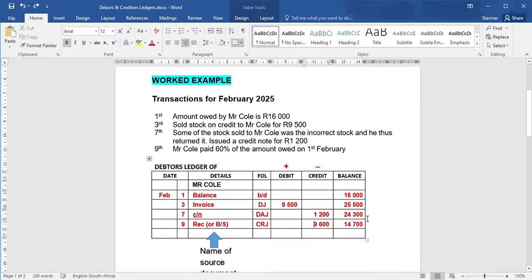Now the balance is 24,300 minus 9,600, giving him a final balance of 14,700. If you were doing the debtors list, that is the balance you would write next to Mr. Cole's name in the list of all of your debtors.